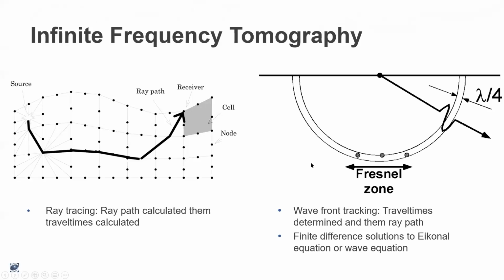Okay, so infinite frequency tomography. These can again be broken into two categories. We have ray tracing. This is a method in which we use a ray tracing algorithm to find the fastest path from the source to receiver along a series of nodes. So we calculate the ray path, and then we calculate the travel time. The other option is what we call wavefront tracking. This is when we simulate a wavefront, so we know the travel time from source to hypothetical receiver over here. And once we know the travel time, we figure out the ray path.